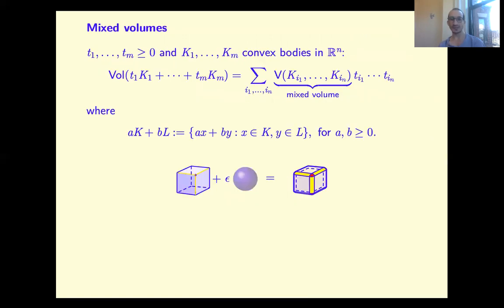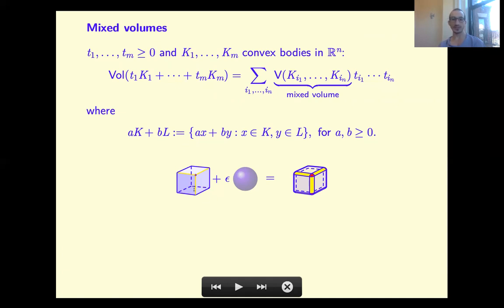So before we discuss this problem, let's remind ourselves what mixed volumes are. If we have m bodies in R^n, and we have some non-negative numbers T1 to Tm, then if I look at the volume of the Minkowski sum as a function of these Ti, that's a polynomial, and the coefficients of this polynomial are mixed volumes. So what is a Minkowski sum? If you have two bodies, K and L, and two non-negative numbers, a and b, the definition is just the set of all points ax plus by, where x is in K and y is in L.